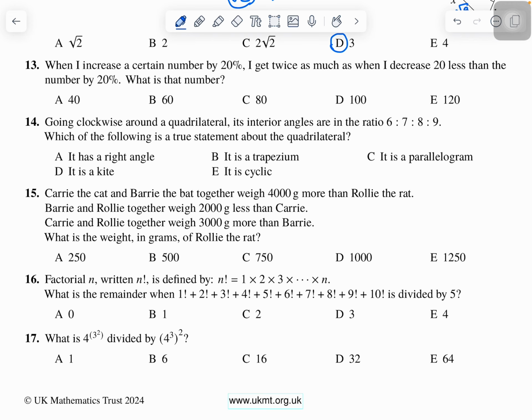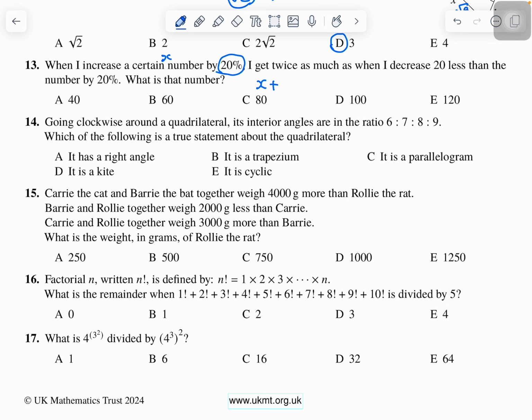13. When I increase a certain number by 20%, I get twice as much as when I decrease 20 less than the number by 20%. So we don't know what the number is. Let's make it x. When we increase a certain number by 20%, it becomes 1.2x. If we decrease the certain number by 20%, it becomes 0.8x. We need to understand this well. Always we start from the number itself. So always we have the number x, and we want to increase by 20%.